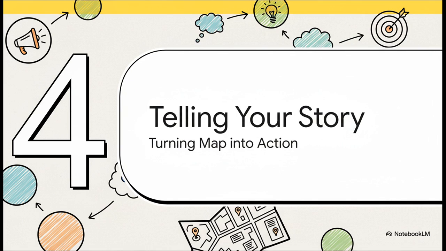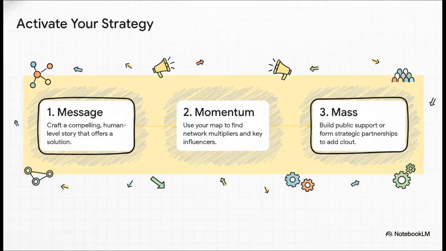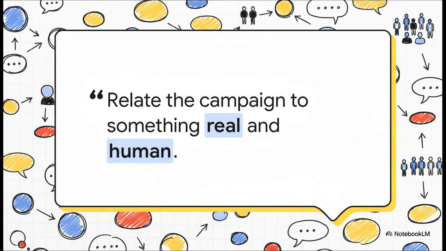The final piece of the puzzle is turning all of this smart thinking into a powerful story that actually moves people to do something. And it really comes down to this simple three-part model. First, your message. Craft a real human story that offers a solution, not just a list of facts. Second, build momentum. Use your map to find those key influencers and get them on your side. And third, create mass. This is where you build that public support or form strategic partnerships to give your project some real weight.